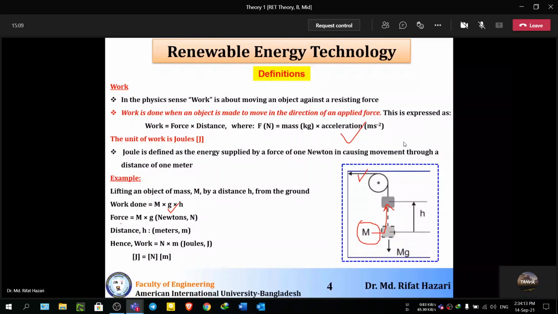But if you talk about force, we know F equals ma, but in this case, as you are working against the gravitational force, your a will be g, right? And your distance d will be h, because you are lifting the object from a base point to some certain point above. So you can write work equals force into distance. The unit of force is Newton and the unit of distance is meter, so work done will be Newton into meter. The unit of work is joule, so you can write joule equals Newton into meter. This sort of symbolic expressions, maybe you have seen in HSC level, right?